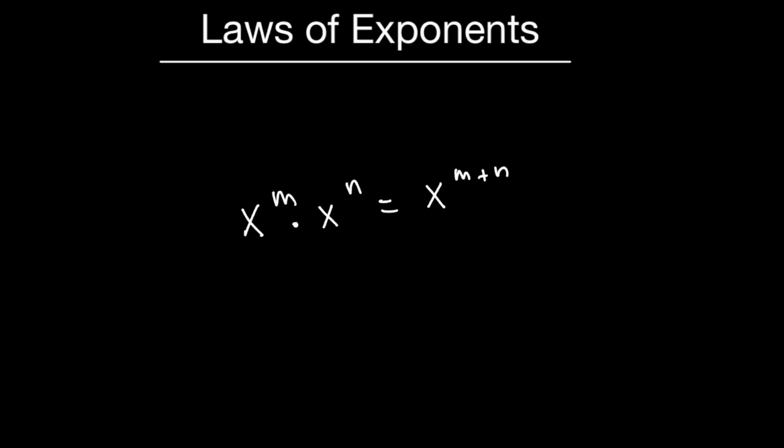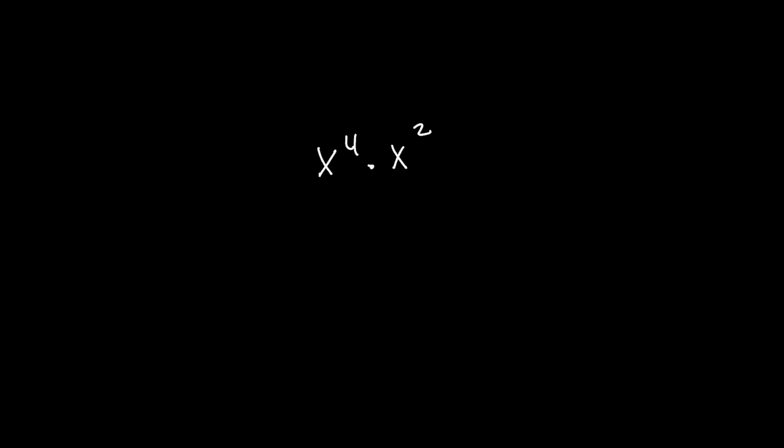The next law on our list states that if we have a base of x with an exponent of m, and this is being multiplied by the same base to the power of n, then we can add the exponents together. For an example, if we have x to the power of 4 times x to the power of 2, then we will get a value of x to the power of 6.